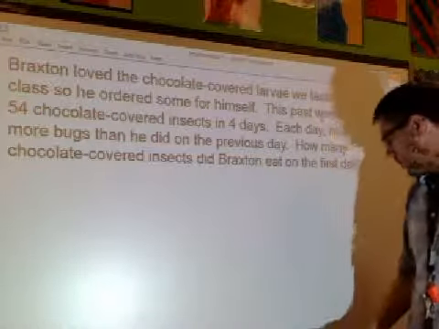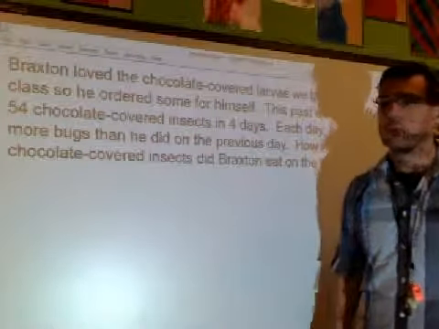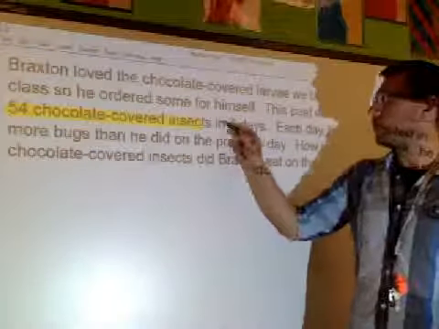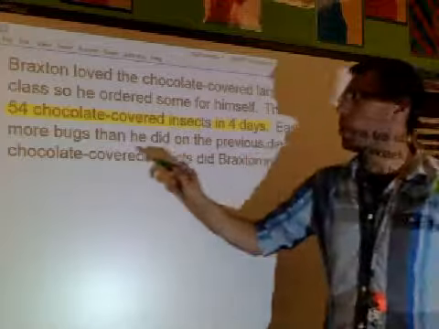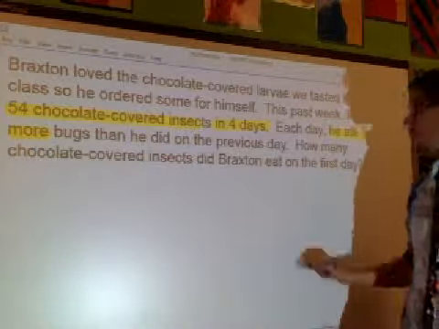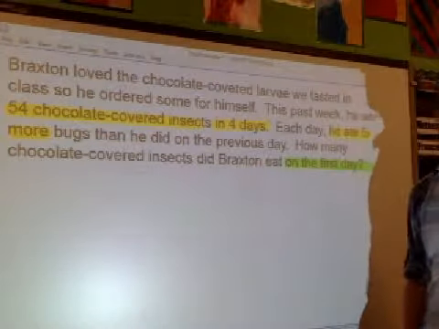Okay, so we need to first highlight what is the key information in the problem. We know that he ate 54 chocolate-covered insects in 4 days. We know that each day he ate 5 more than the day before, and we're trying to find out how much he ate on the first day. This is the key information.